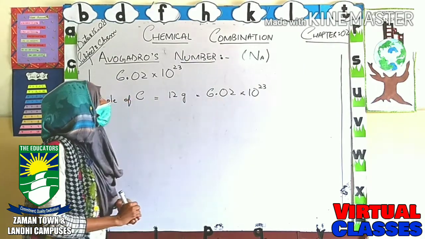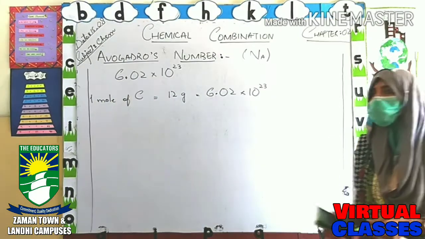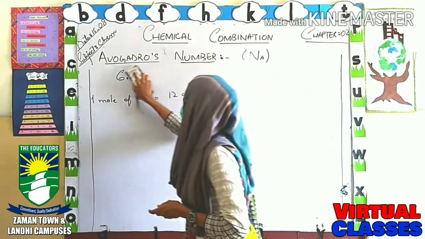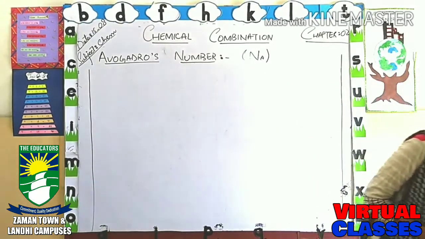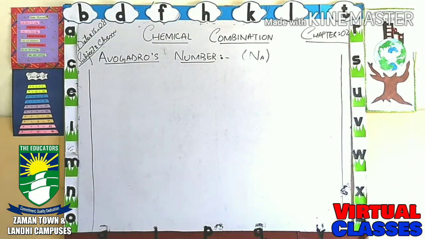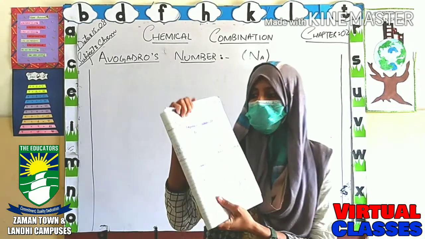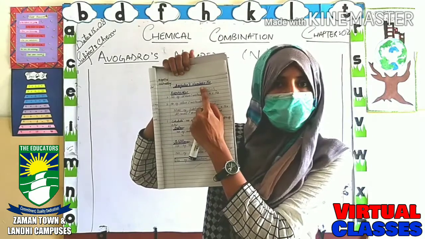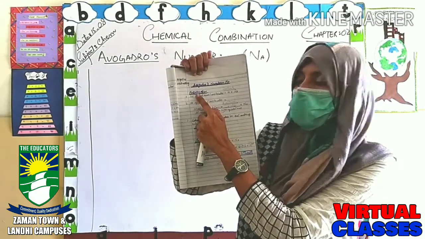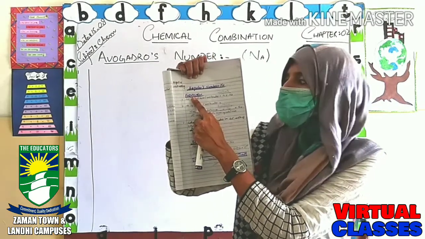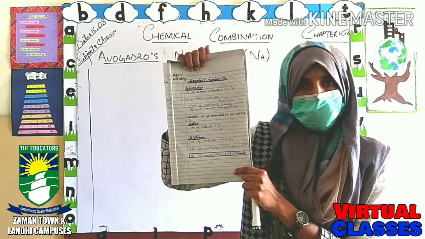Now we are going to start with some numericals related to it. For this, take out your copies and note down the heading Avogadro's number. Firstly, mention the heading like this. After this, I am mentioning some formulas. Note down the heading Formula by using a blue marker. After this, start the numerical.